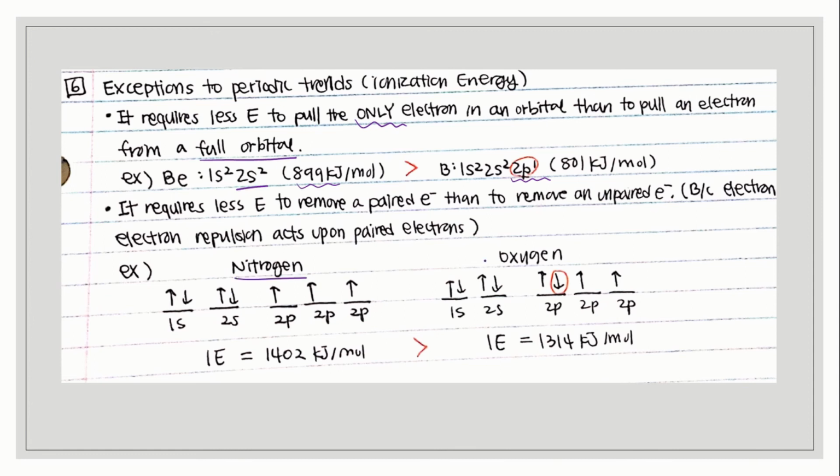So you have nitrogen here and oxygen here. And you see that there is a paired electron in oxygen, but not in nitrogen. So the ionization energy of nitrogen is larger than the ionization energy for oxygen, which means it's harder to pull an electron from nitrogen than from oxygen. It's because for this paired electron, repulsion acts upon them, and they will repel each other. So it will be easier for us to remove this paired electron than to pull this electron alone without any repulsion.